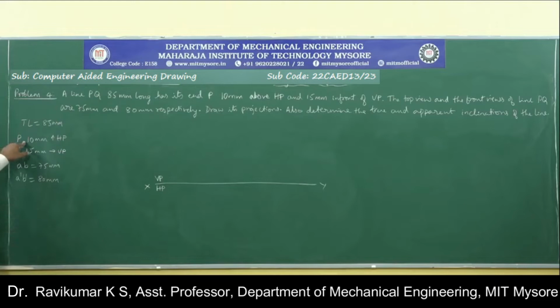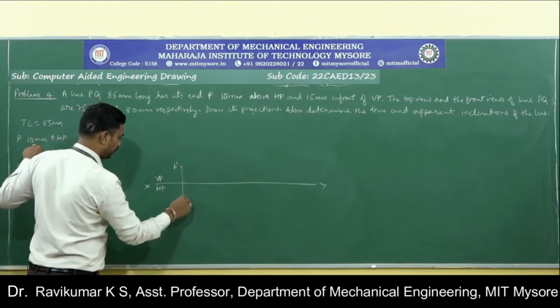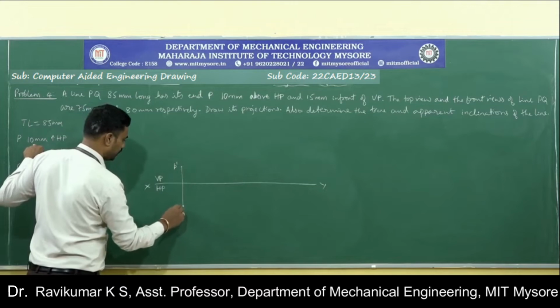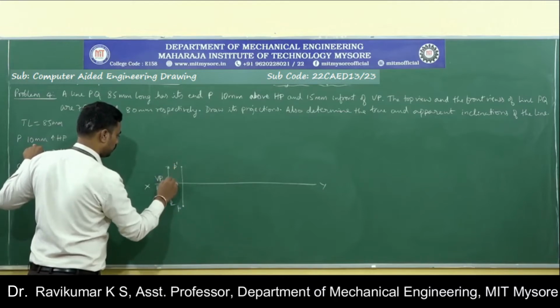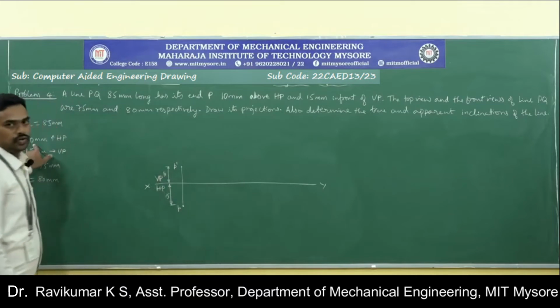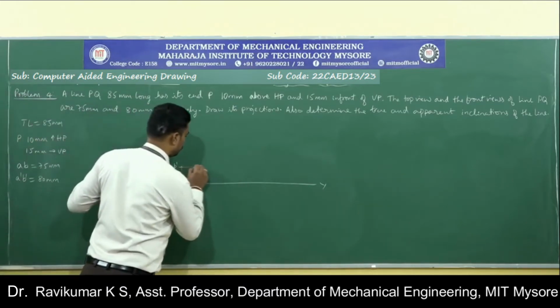Point P is 10 mm above HP and 15 mm in front of VP. 10 mm above HP, this is P dash. Then 15 mm in front of VP, this is P. So the distance of this is 15 and the distance of the front view is 10. Once you locate the points, you just draw the locus.